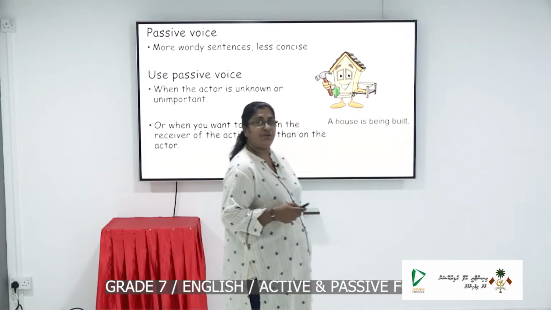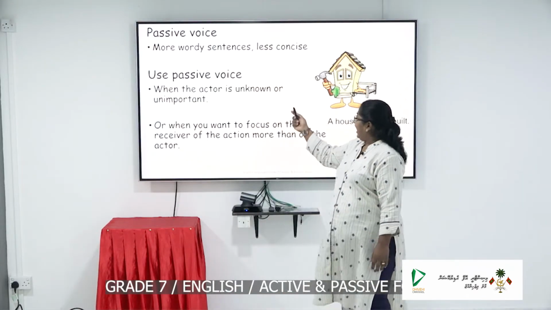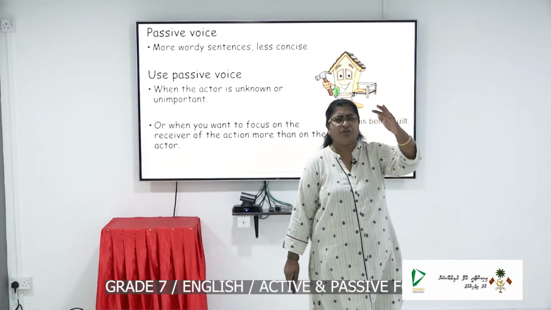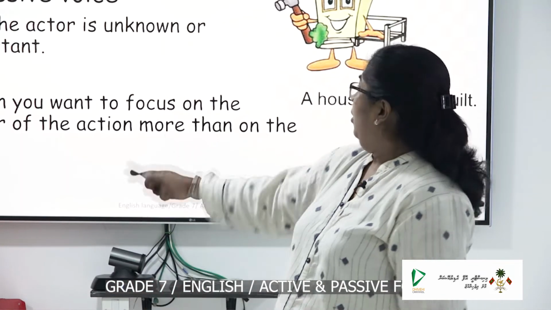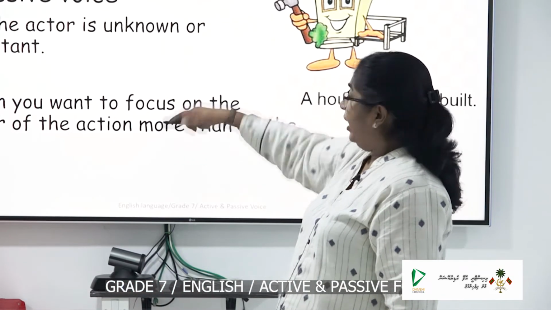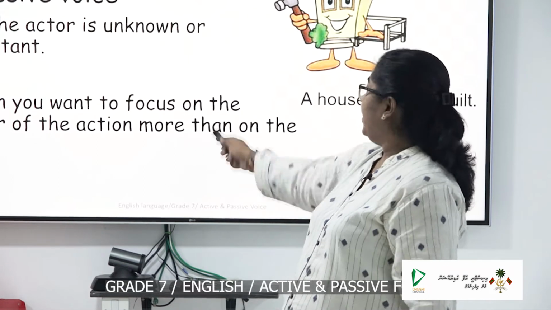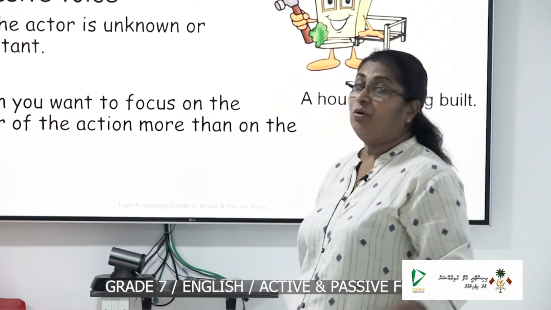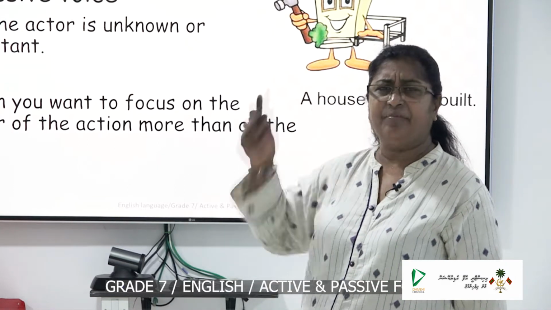We use passive when the actor is unknown or unimportant. We are not worried about the actor. When the actor is unknown or unimportant, or when you want to focus on the receiver of the action more than on the actor. You can see an example there.